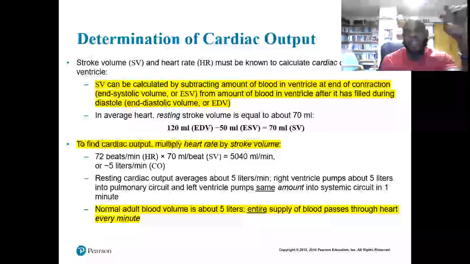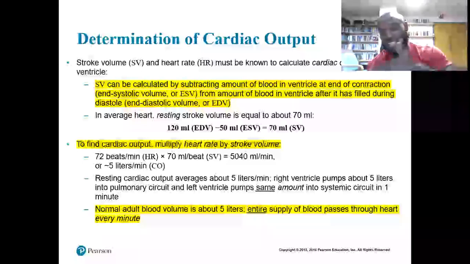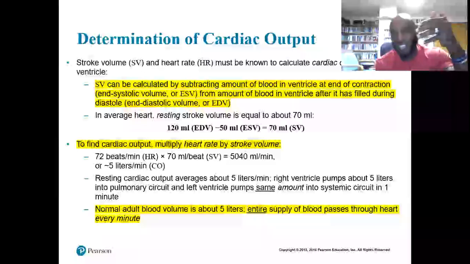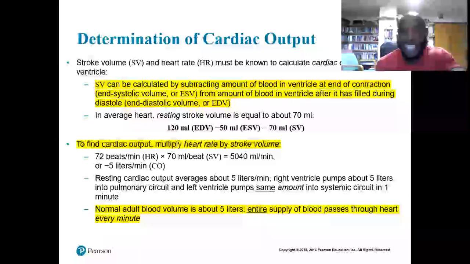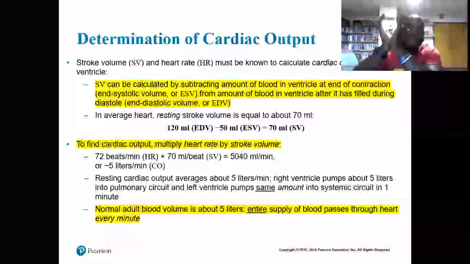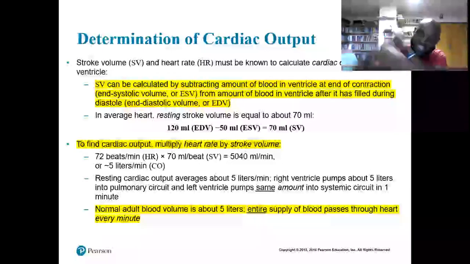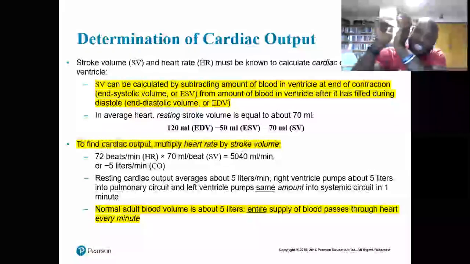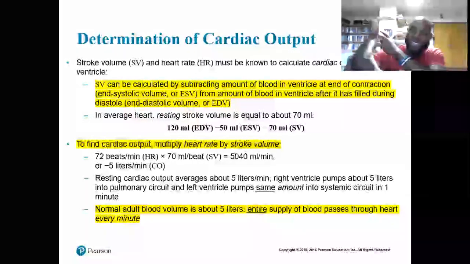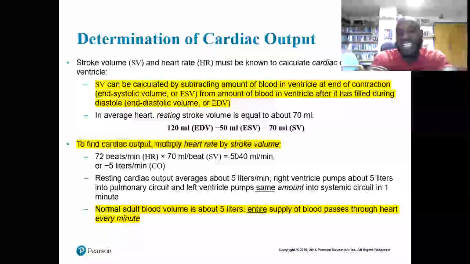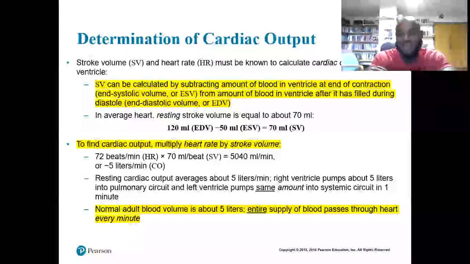If your end diastolic volume is 120, right? That's when it fills up. If after it has released the blood, it has pushed the blood along, you have 50 milliliters left in the ventricle. That's what I'm trying to say. Then we know you've gotten rid of 70, right? So if I filled up to 120, I contract and push out, and I have 50 left in the ventricle, that means I've pushed out 70, right? So that's where we use the end diastolic volume and the end systolic volume to get our stroke volume.